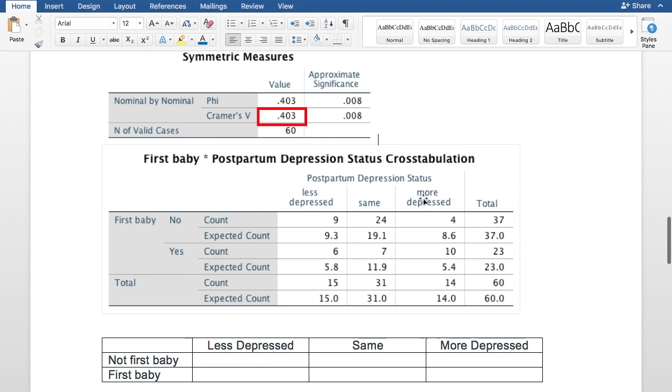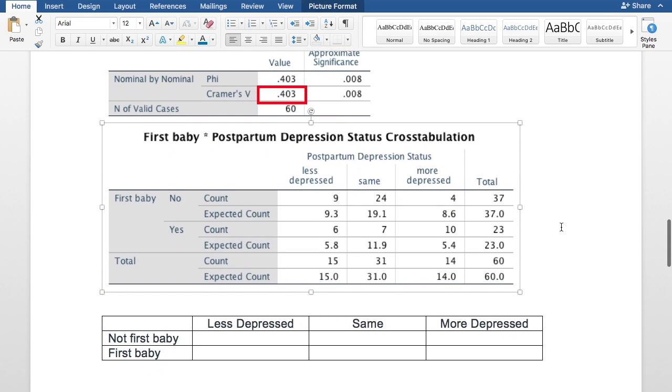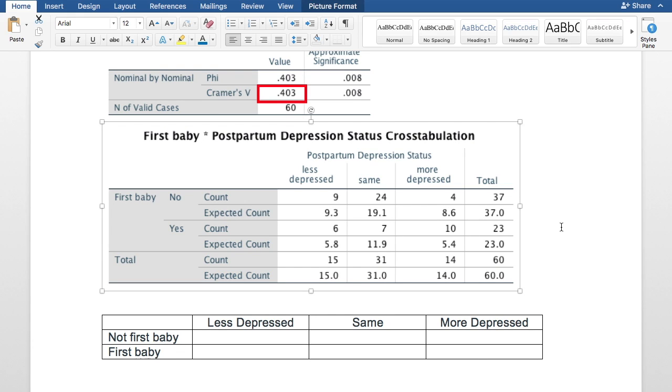And finally, we come to the cross tabulation, which is actually the first box that SPSS shows. So as you can see, it's fairly similar to what we saw in Canvas, but a little bit more complicated. So let's walk through this actually, because it's going to help us a lot with our interpretation of our results.